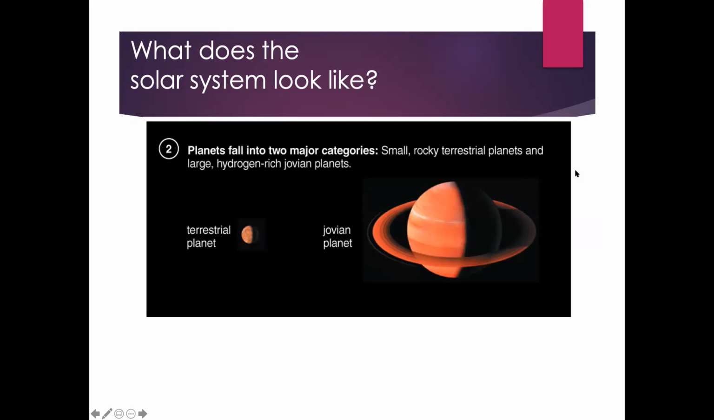So we would tend to see some type of order going on in terms of the motions. We would tend to see that planets fall into two categories: those terrestrial, rocky, Earth-like planets, and the Jovian, gas giant, Jupiter-like planets, which are very rich in hydrogen.